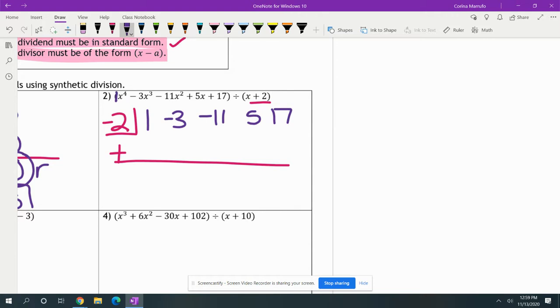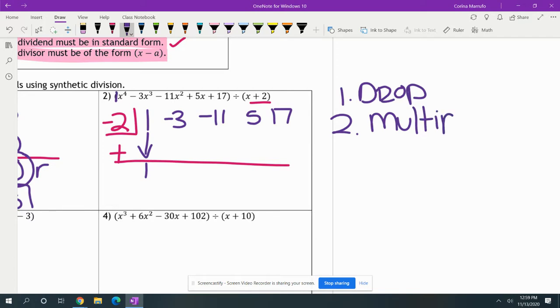Okay, so I'm going to write the steps. Step 1, you drop the first number. So I'm going to drop it down. Okay, then the next step is going to be to multiply. So step 2, multiply.